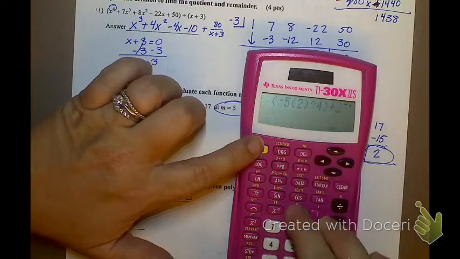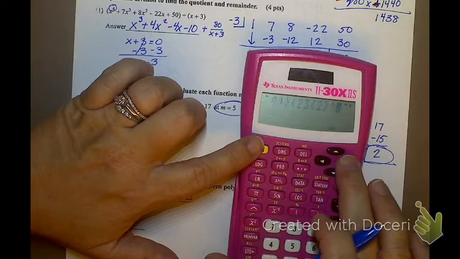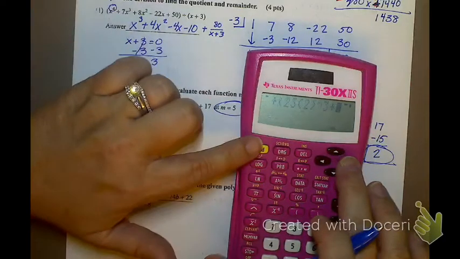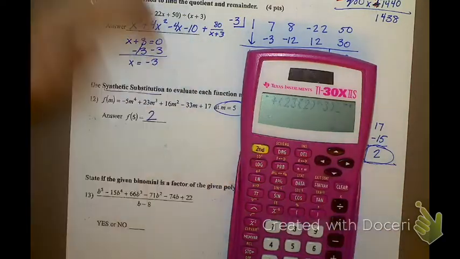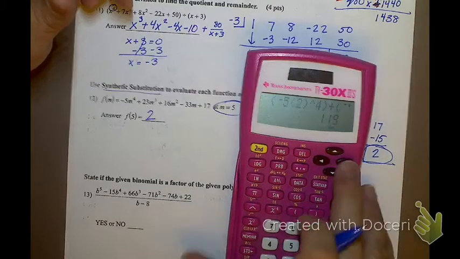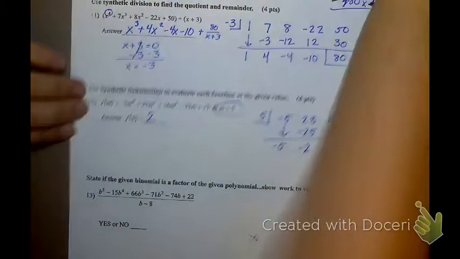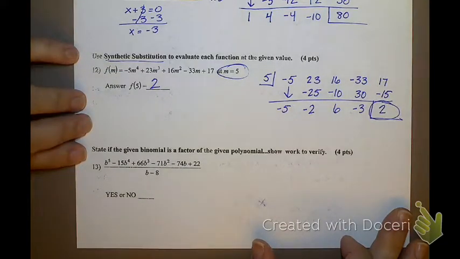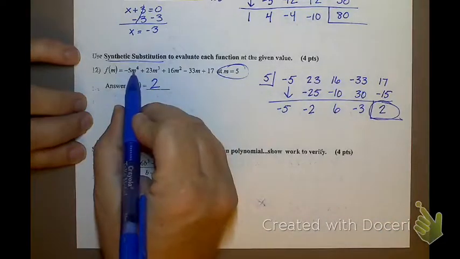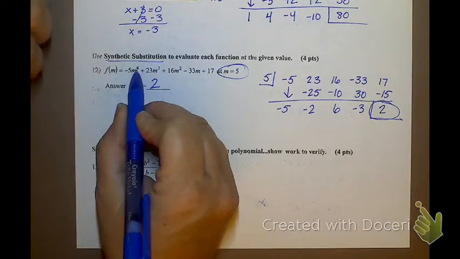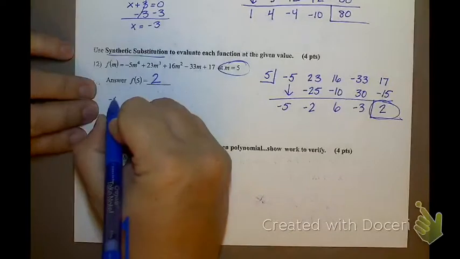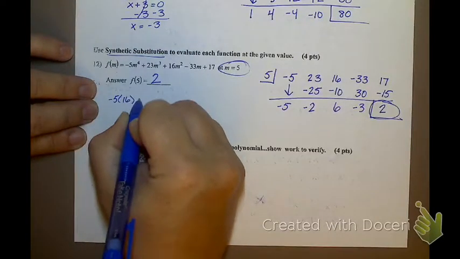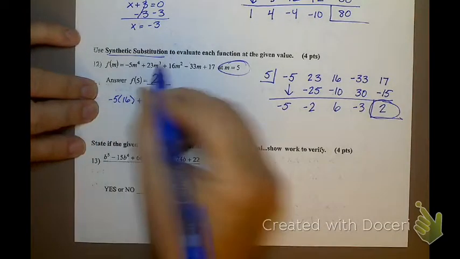Let's see if this does anything. 2 to the 3rd. Anyways, I typed something in wrong. That's going to bother me. I'm going to need to go back and fix that. What's 2 to the 4th? Let's try doing it by hand. 2 to the 4th, 2, 4, 8, 16. So -5 times 16 plus 23 times, what's 2 to the 3rd?